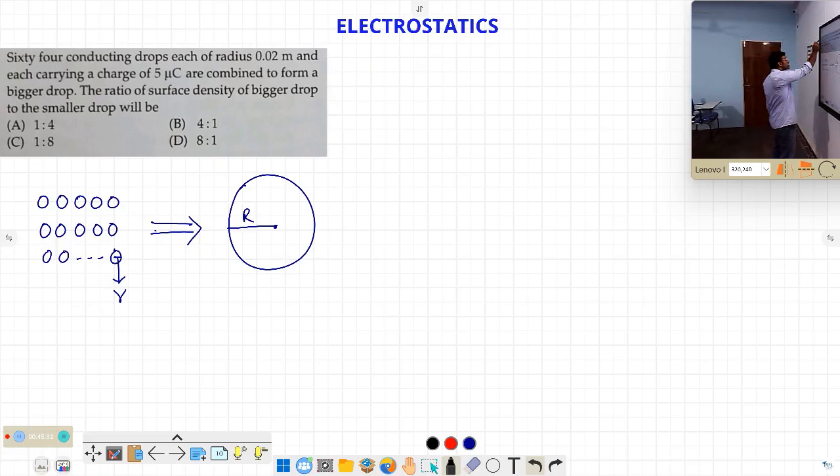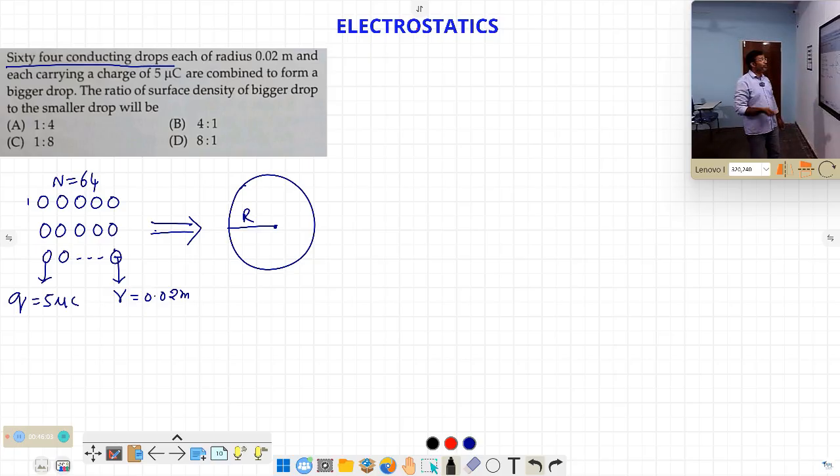So they gave 64 conducting drops. You can see the diagram, these are the drops. The number of drops is 64, and each has a radius of 0.02, that is in meters, which is also important. Each one carries a charge Q of 5 microcoulomb. Now we combine them to form a bigger drop. So when you combine all the drops, it becomes a single drop. The single drop you can see here in the diagram.